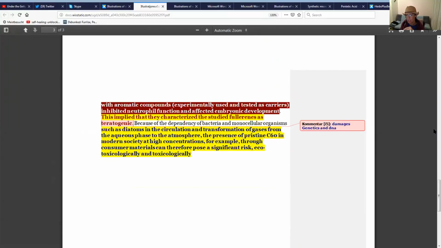Such as diatoms in the circulation and transformation of gases from the aqueous phase to the atmosphere. The presence of pristine C60 in modern society at high concentrations, for example, through consumer materials, can therefore pose a significant risk ecotoxicologically and toxicologically.